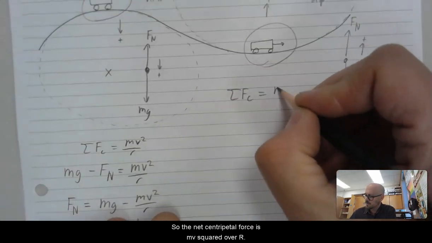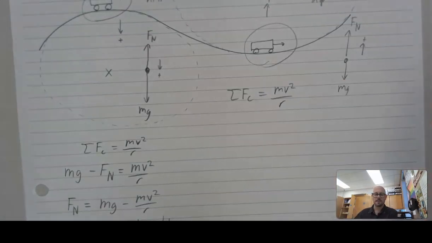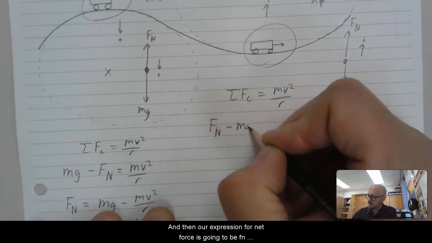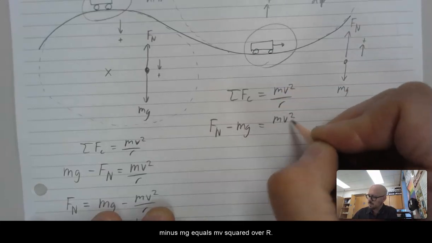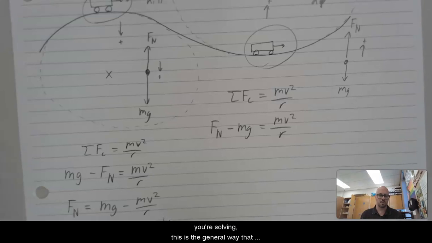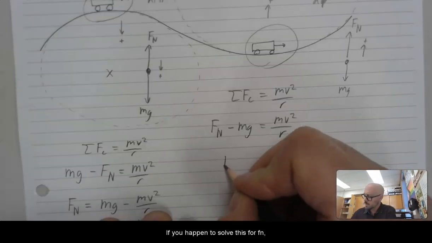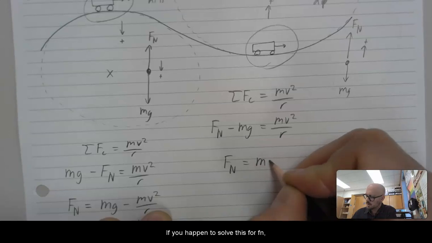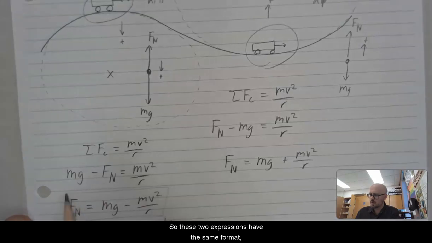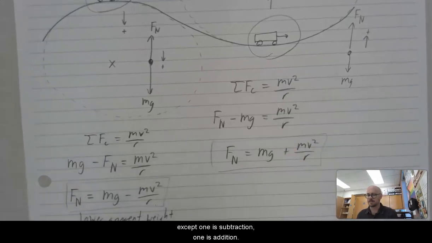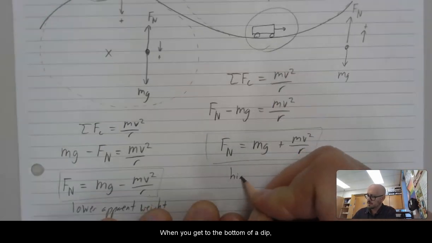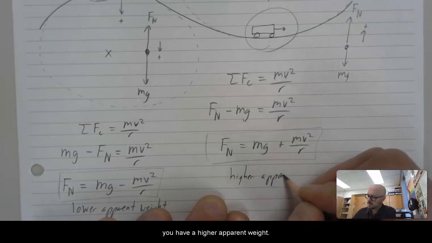So the net centripetal force is mv squared over r. And then our expression for net force is going to be Fn minus mg equals mv squared over r. So again, whatever the problem is that you're solving, this is the general way that the forces set themselves up. If you happen to solve this for Fn, you get mg plus mv squared over r. So these two expressions have the same format, except one is subtraction, one is addition. When you get to the bottom of a dip, you have a higher apparent weight.